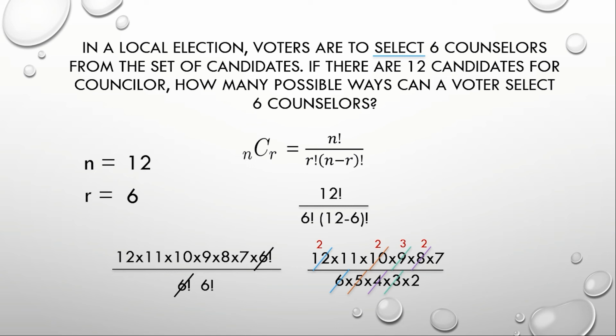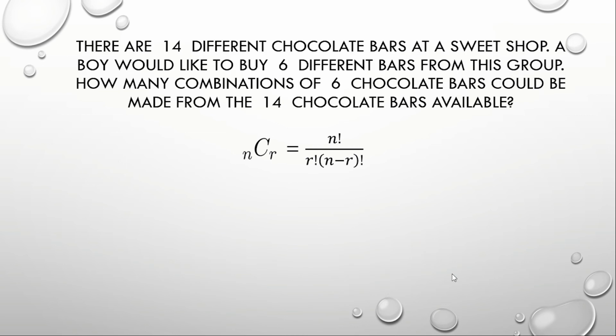It gives 3. And ano pa yung pwede natin i-cancel dyan? Pwede rin natin i-cancel yung 2. Ayan. So, we come up with 2 multiplied by 11, multiplied by 2, multiplied by 3, and multiplied by 7. So, we will get 924. So, let's proceed with our last example.